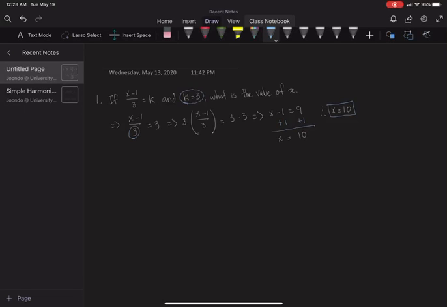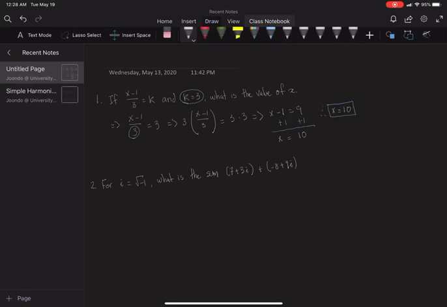That one was straightforward. Okay, so the second one is a bit more complicated, but still pretty basic, I believe. For i equal to the square root of minus 1, what is the sum of 7 plus 3i plus negative 8 plus 9i?